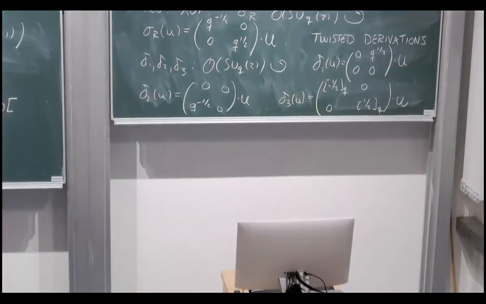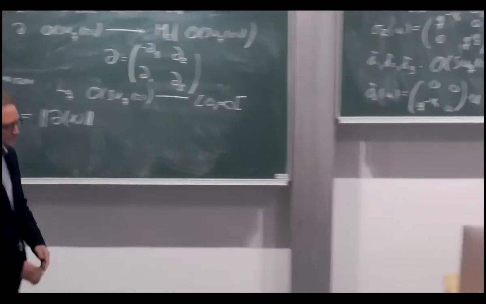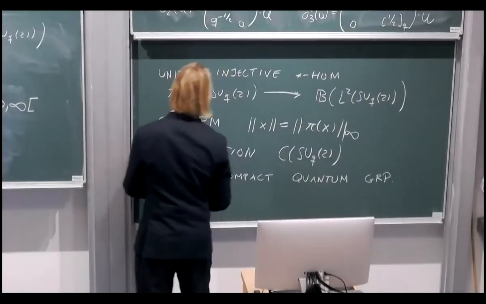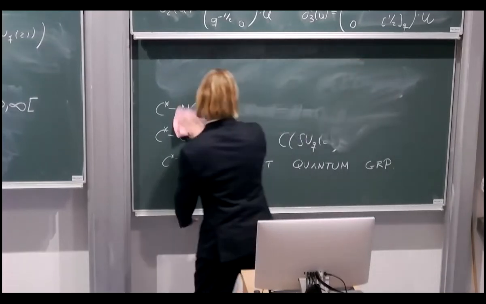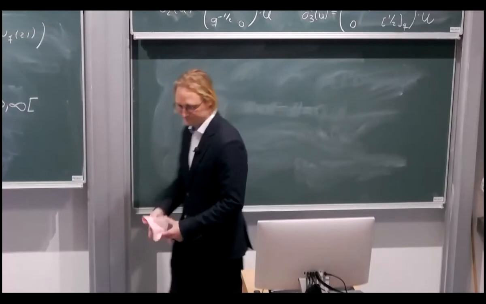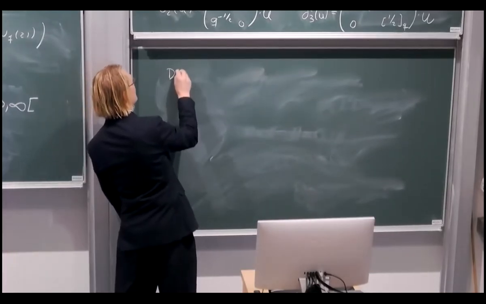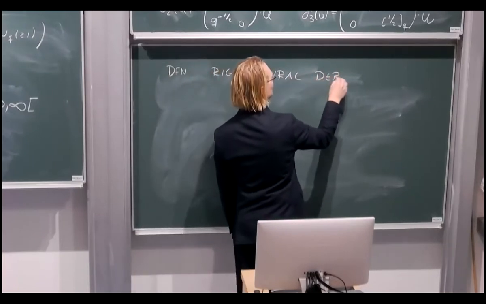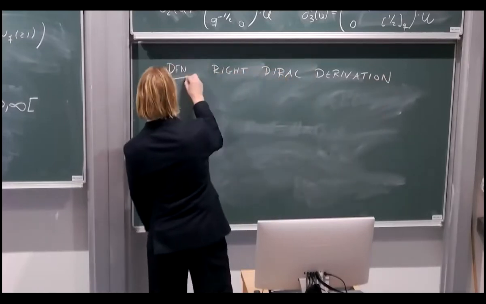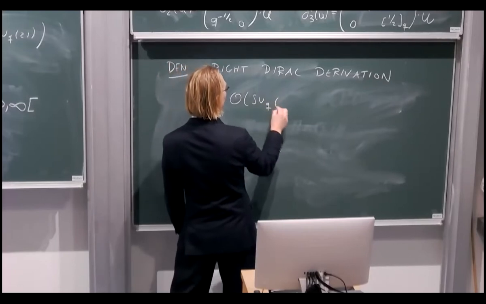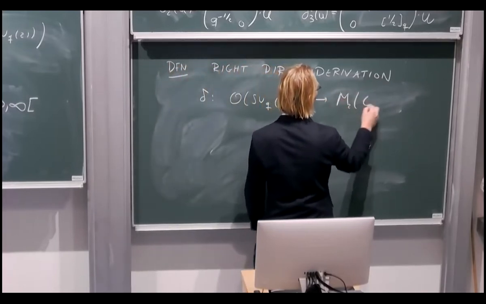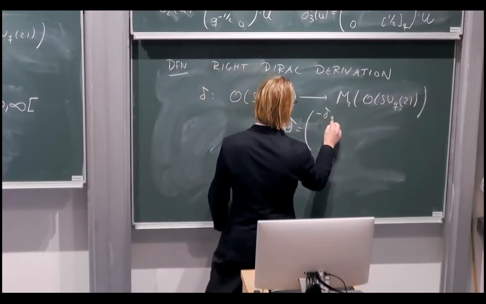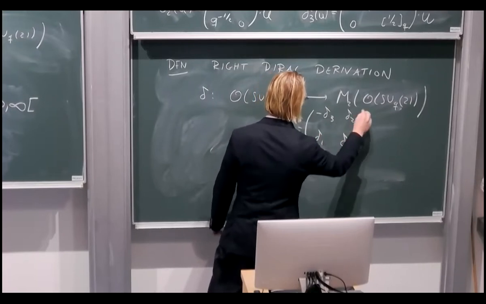Okay, and I can again form this right Dirac derivation, call it delta. I use the same formula. So I have now the right Dirac derivation delta defined on the coordinate algebra and with values inside two times two matrices over the coordinate algebra. And I use the same formula.